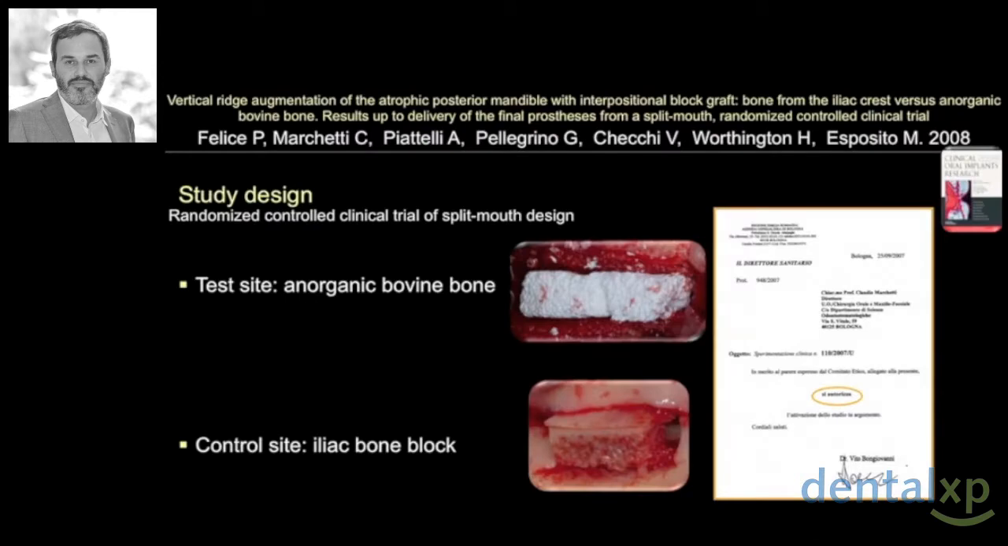Now, what happens if we use heterologous bone blocks using interpositional bone grafts to treat posterior mandibular atrophy? We designed a randomized controlled clinical trial to test an anorganic bovine bone with iliac crest as a control. The main aim was to see if autologous bone, especially iliac bone crest block, could be replaced by heterologous bone in the inlay technique. In this study, the Bologna University Ethical Committee approved the trial.